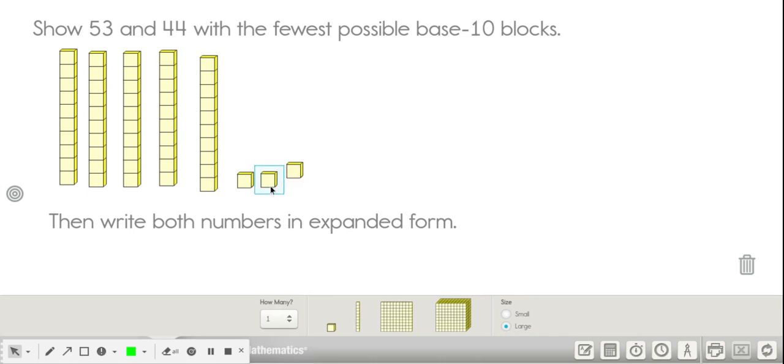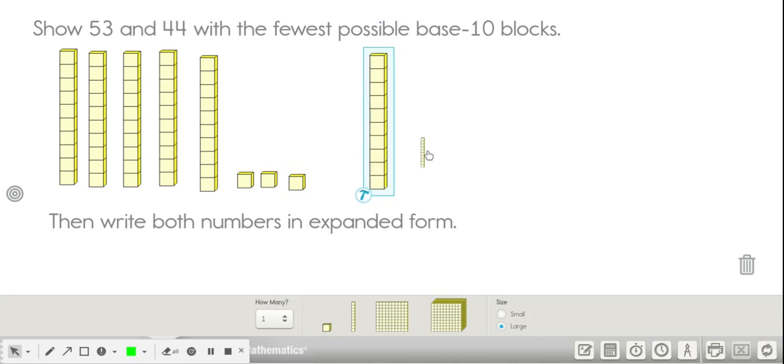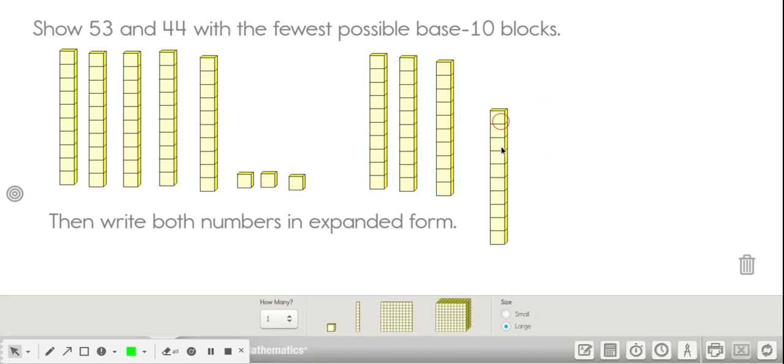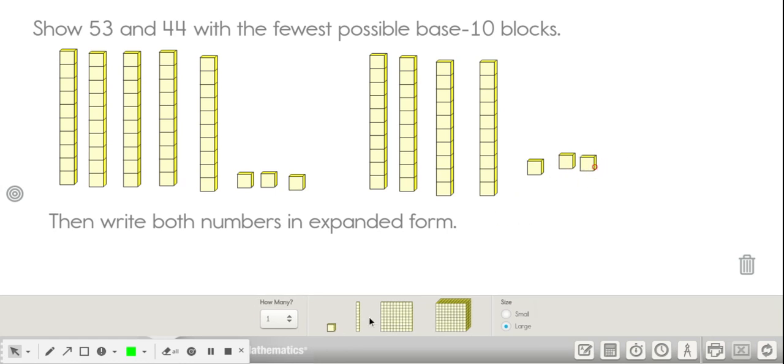And then we're going to do our 44. So 44 is going to be 4 longs, 4 tens. That's 20 so far, or 2 longs, 30, and 40. And then we can't forget our ones. We need 44. So we're going to bring over 4 of those guys. 1, 2, 3, and 4. All right, so now we have our base 10 blocks. We did 53 and 44.